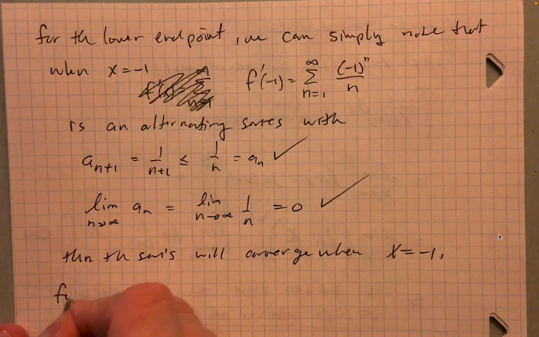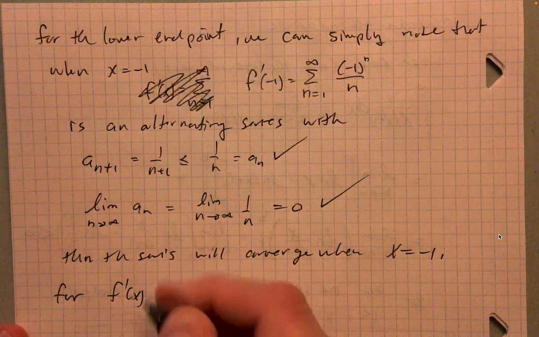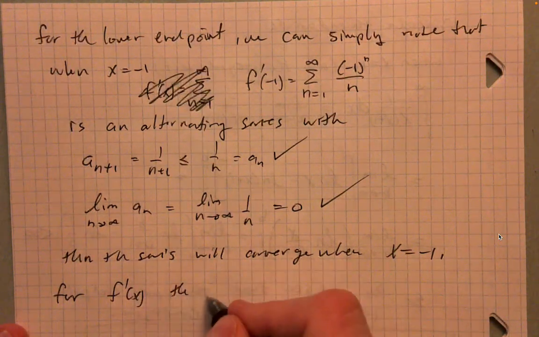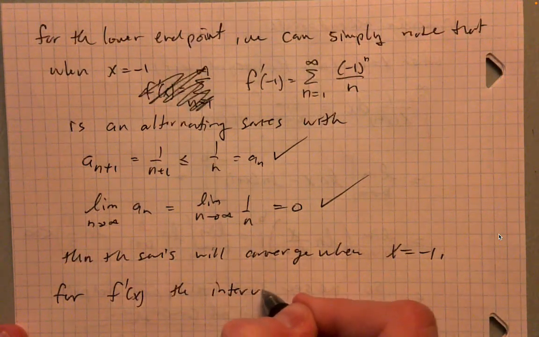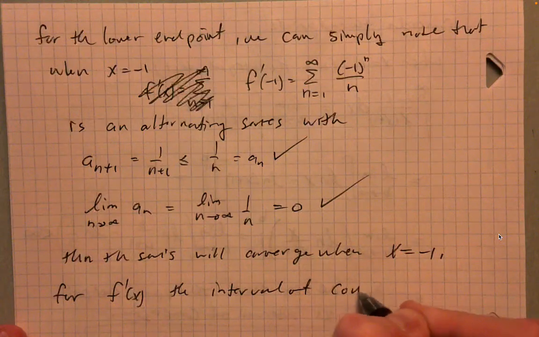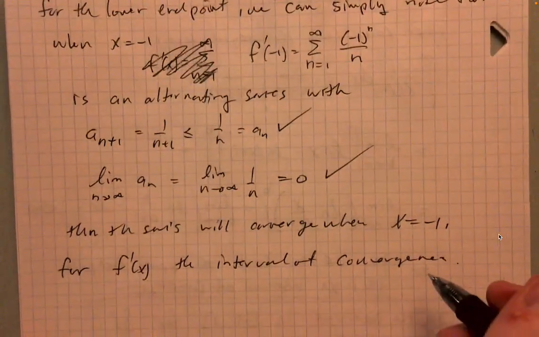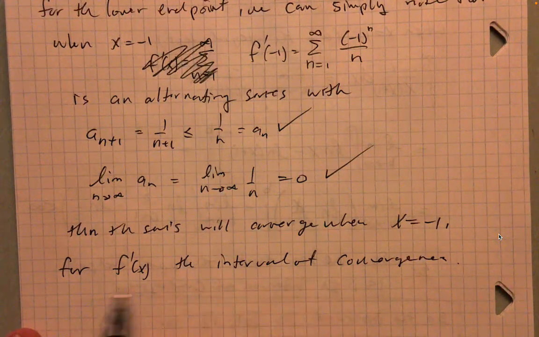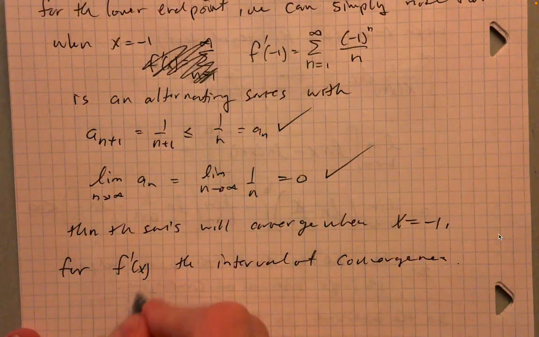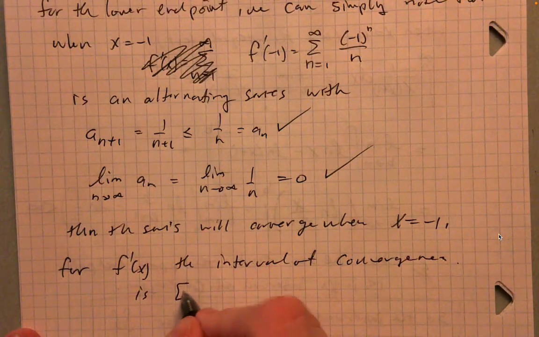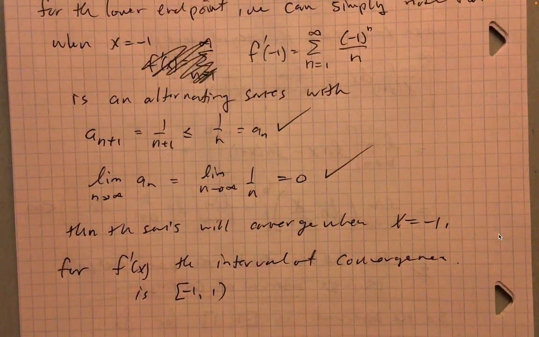So for f prime of x, the interval of convergence is different than for the integrated function. So for f prime of x, the interval of convergence is -1 to +1, like this. Okay.